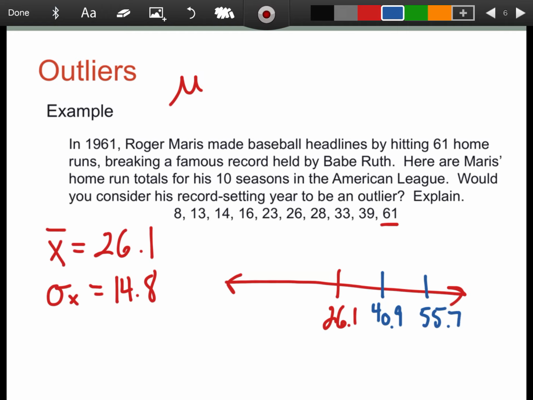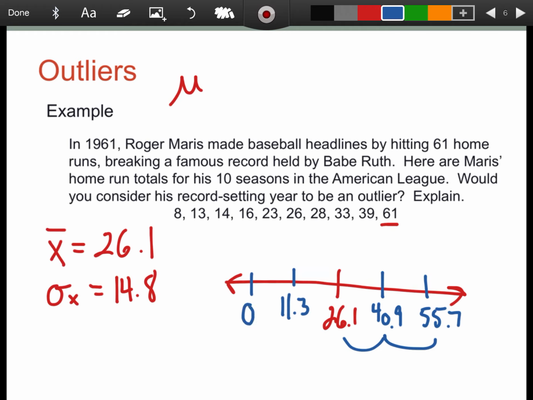So again, in order to get these blue numbers, I added 14.8. I added a standard deviation to the mean. So I added 1, then I added another one. So I'm 2 standard deviations above the mean. Now I can go 2 standard deviations below the mean as well. So 26.1 minus 14.8 would give me 11.3. Now, if I subtracted 14.8 again, I would actually end up in negative territory, and I can't hit negative home runs, so I'm just going to put a 0 right there.